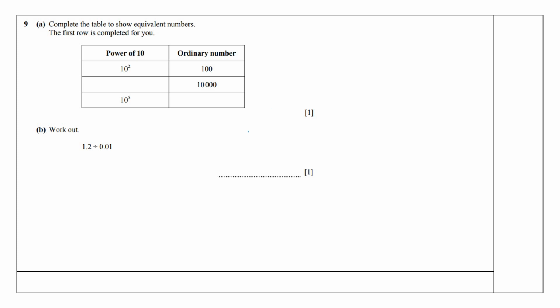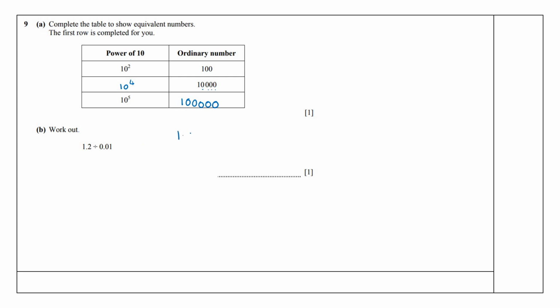Next up, complete the table to show equivalent numbers. The first row is completed for you. So 10 to the power of 2 is 100. Fine. 10 to the power of 1, 2, 3, 4 should be 10,000. And 10 to the power of 1, 2, 3, 4, 5 should be 100,000, which is 10 to the power of 5.